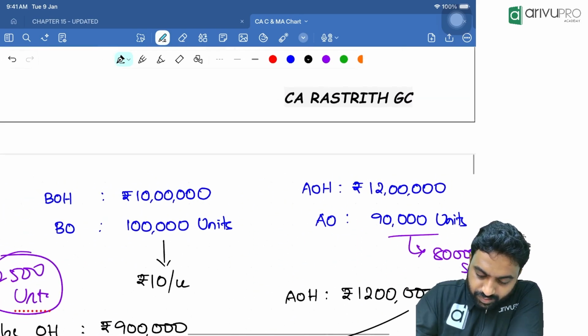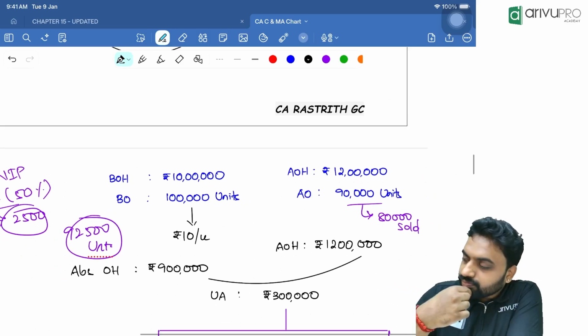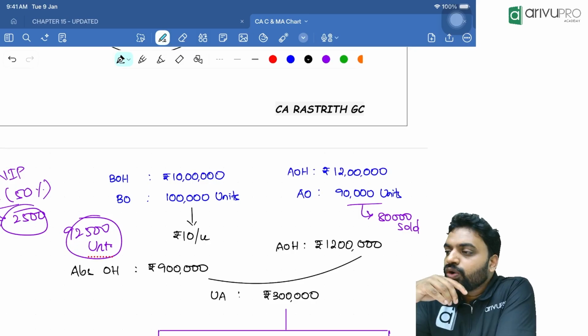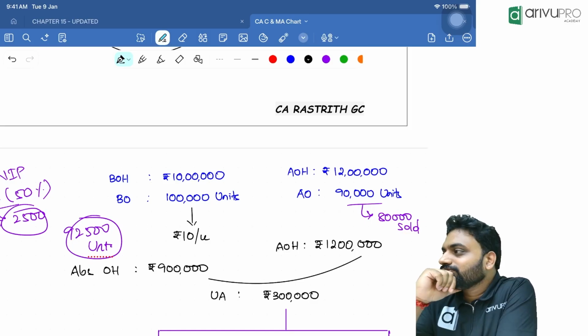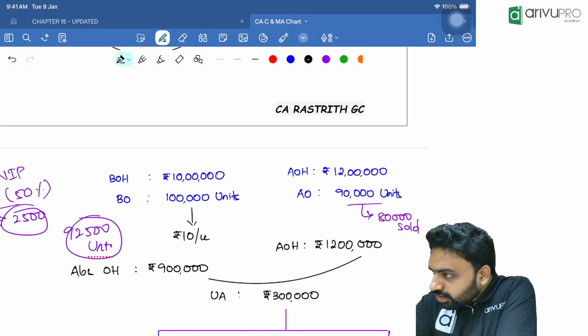Here, the actual overhead was 12 lakh, I told, no? You compared 9 lakh and 12 lakh, right? But if, out of 12 lakh, 50,000 was due to obsolescence, you should have compared only 11 lakh 50, because that 50,000 will anyhow go to costing P&L. That need not be analyzed at all.